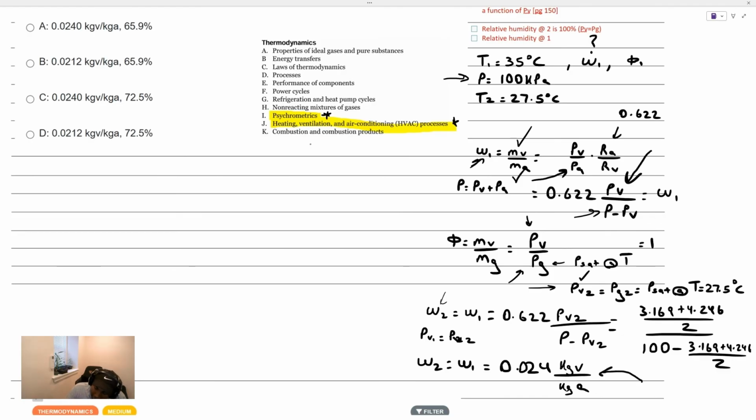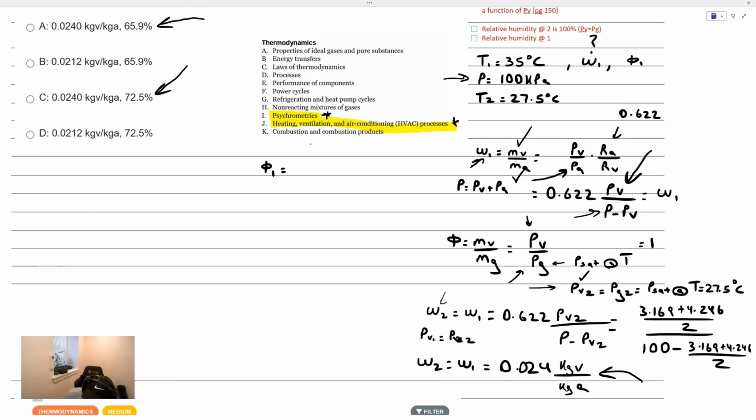And it's definitely beneficial to be able to write down your units in terms of water vapor and dry air, because they cancel out really nicely and help to keep everything organized. So the first thing that I'm looking at is that the omega value is 0.024. So I've narrowed it down to choice A or C. Now I just need to find the phi at state point 1.